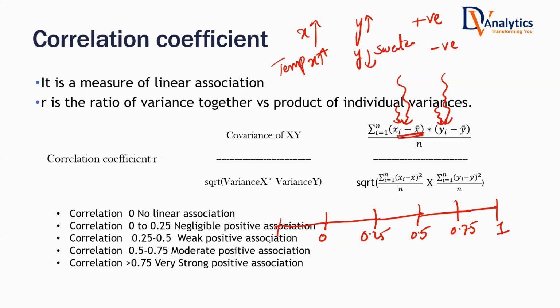If the correlation is between 0 to minus 0.25, it is negligible negative. Minus 0.25 to minus 0.5, weak. Minus 0.5 to minus 0.75, it is moderate. Minus 0.75 to minus 1 is strong negative. So correlation varies between minus 1 to plus 1. If it is near to plus 1 or near to minus 1, very strong correlation. If it is near to 0, that means there is not much correlation or negligible correlation.